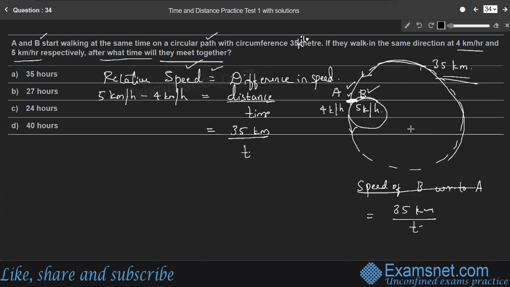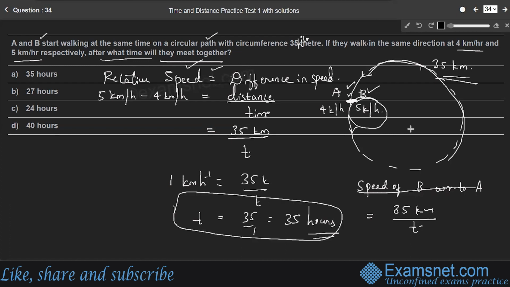So here relative speed, 1 kilometer per hour, is equal to 35 kilometer by T. Hence T is equal to 35 by 1, which is 35, and the unit is hours. So after 35 hours, A and B meet together. Here T is nothing but after how many hours? 35 hours, they'll meet together. Hence, option A is the right answer.